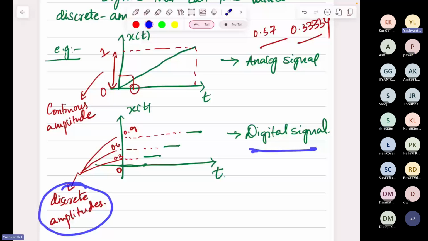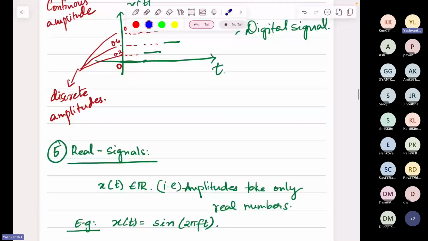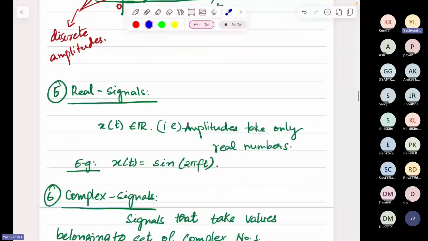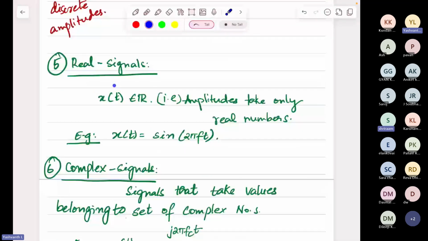Okay. Now let us go to real signal. What is the real signal? Now we saw the x of t, the output, the function value, right? The range of the signal is a real valued function. If the signal is real valued, that is, the amplitude takes only real numbers, then such type of signals are called real signals. Example is x of t is equal to sine 2 pi t.